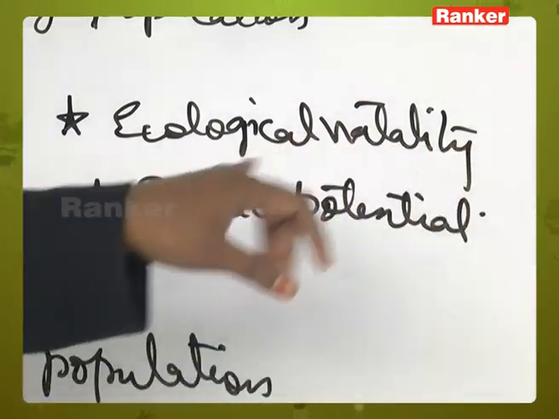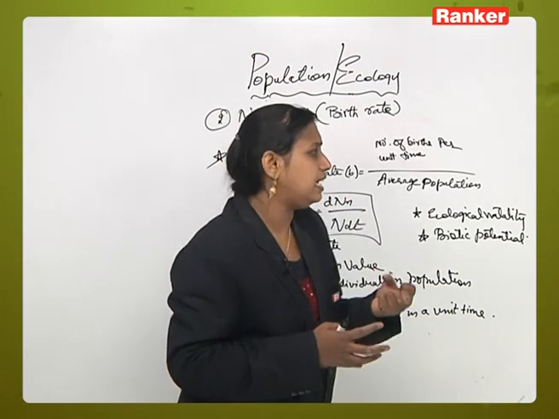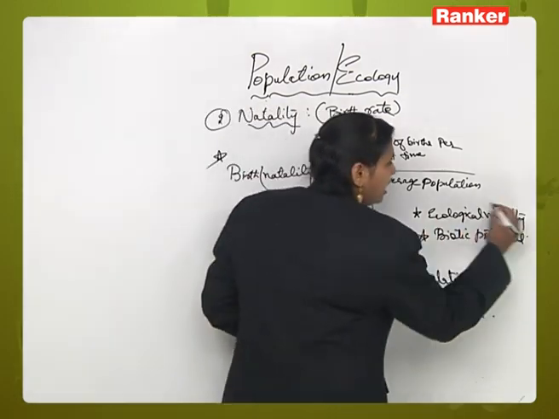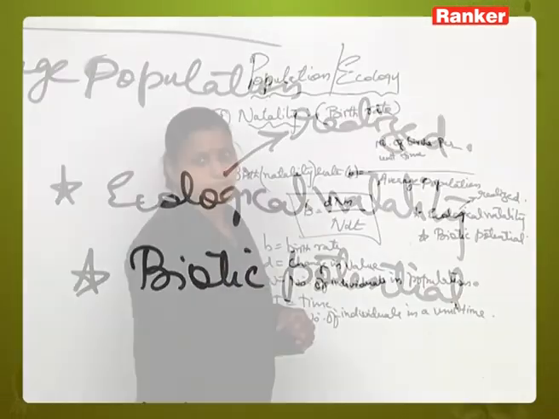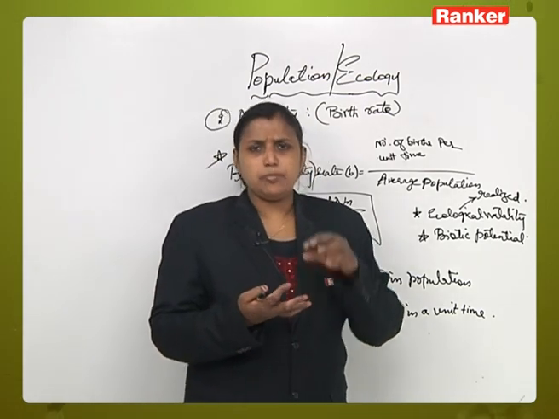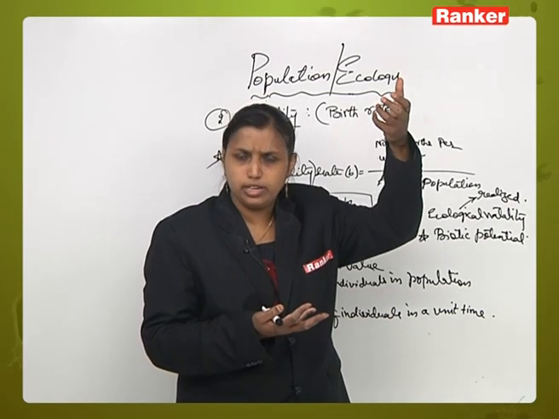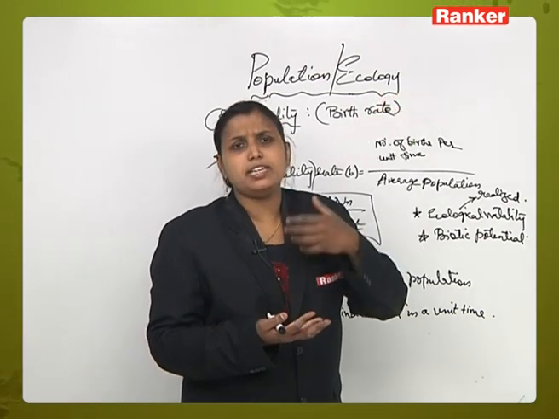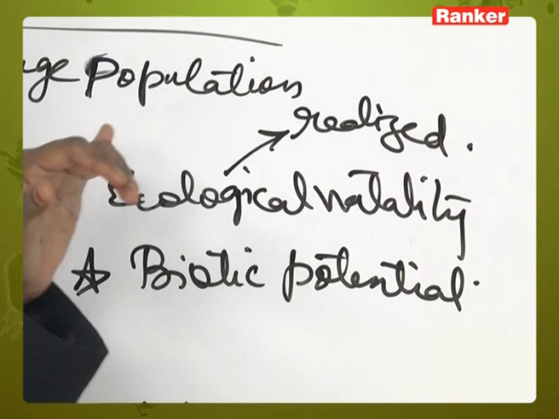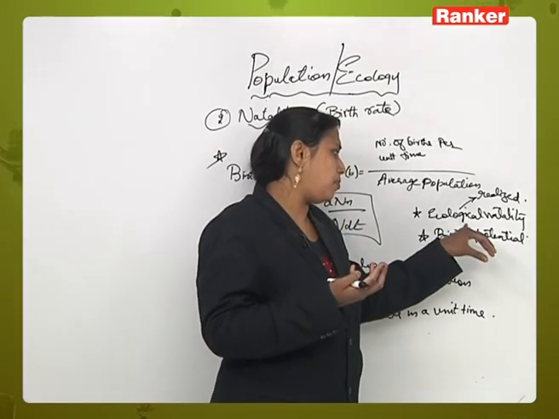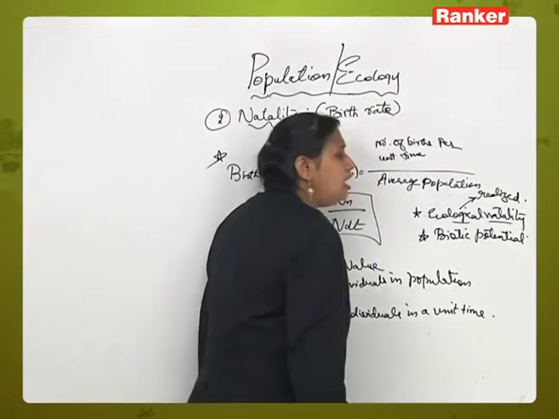The actual increase in the number of individuals in the population is called ecological natality, or it is also called realized natality. For example, take 100 seeds that I sow. Out of 100, I cannot assure that all 100 seeds will grow into adult plants. There is a possibility that 50 plants reach the adult stage. These 50 plants, which make up the actual increase of individuals in the population, are called ecological natality or realized natality.